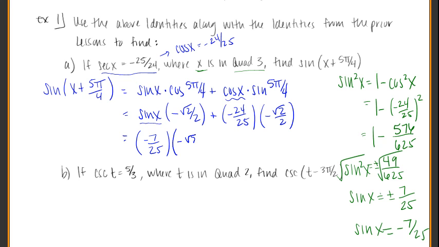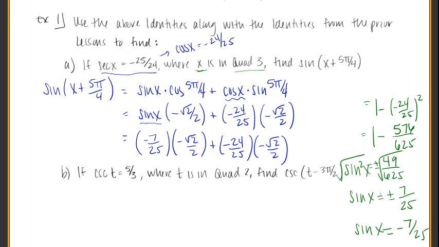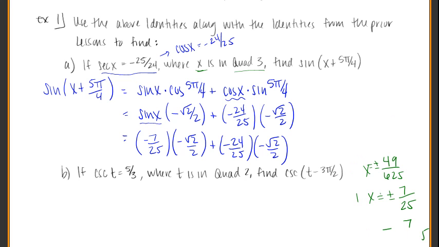Then we have that negative square root of 2 over 2 we already found. And we have the negative 24 over 25 and the negative square root of 2 over 2. So all I have to do is combine some information going across the top of each of these fractions real quick, and then we can get our final answer. In that first one, we have a negative times a negative, which will come out positive. And on the right, we also have a negative times a negative that will come out positive.